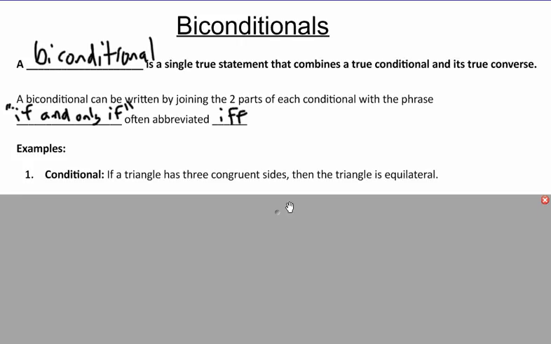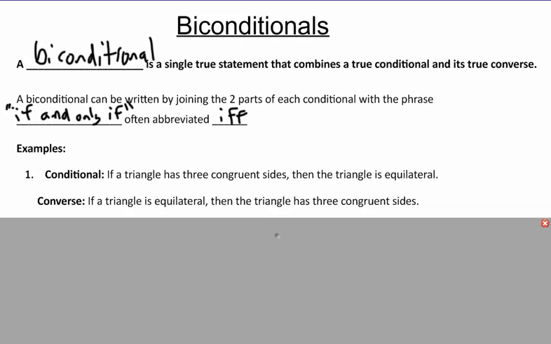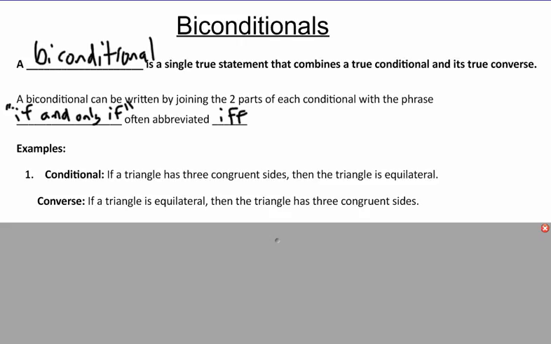All right, so example. Conditional statements are just if-then statements. So if a triangle has three congruent sides, then the triangle is equilateral. The converse would be: if a triangle is equilateral, then the triangle has three congruent sides. If you're thinking about whether they're true or not, they are both true.